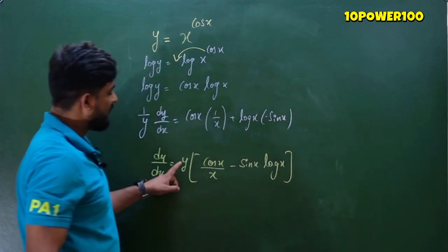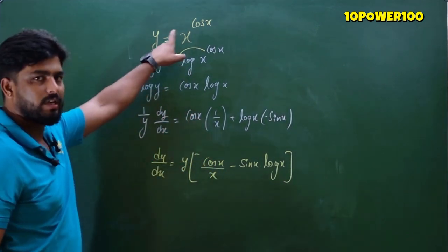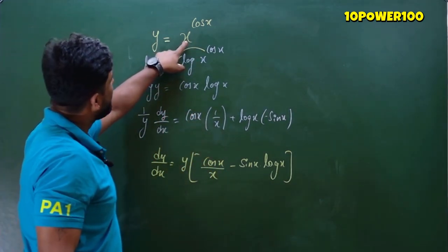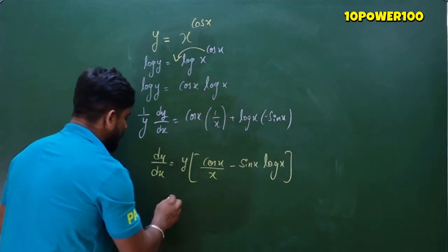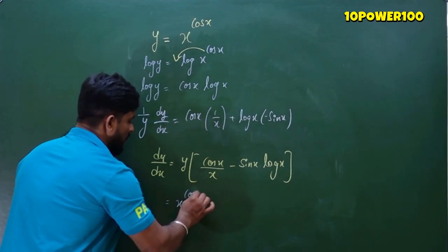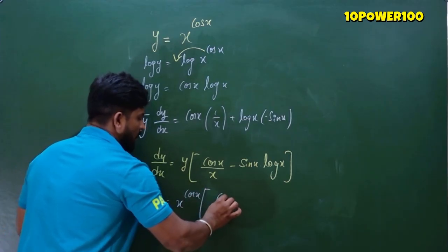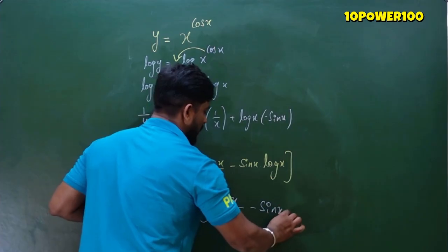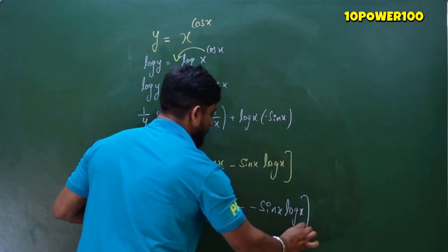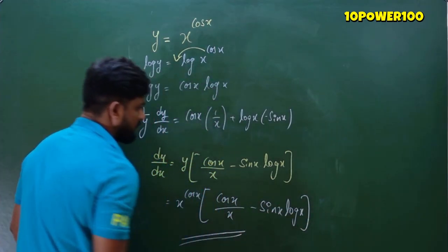But this y is what we took in the beginning, so y was not in the question. That's why we replace this function. Okay, x to the power cos x. So y is what? It is x to the power cos x of cos x by x minus sin x log x is the final answer. Okay, so this is all you have to do.